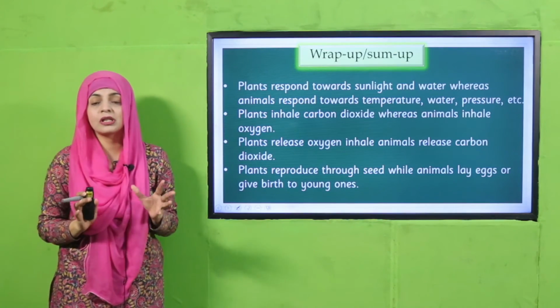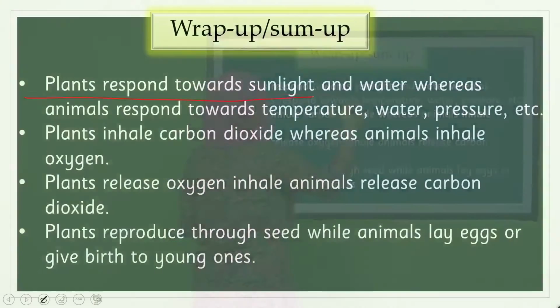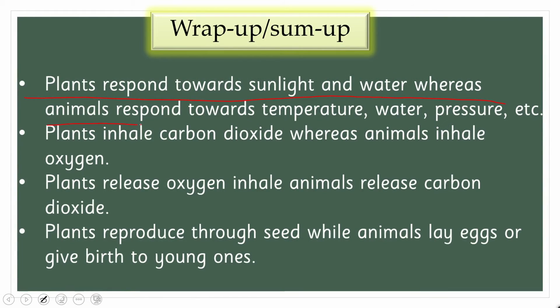So what we have just learned today: plants respond towards sunlight and water, whereas animals respond towards temperature, water, pressure, etc. Plants inhale carbon dioxide, whereas animals inhale oxygen. Plants release oxygen that is inhaled by animals, and animals release carbon dioxide, which is inhaled by the plants. Plants reproduce through seeds while animals lay eggs or give birth to young ones.